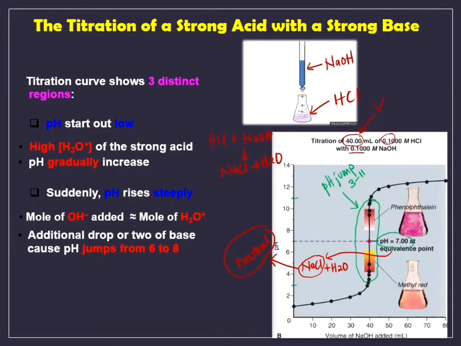Okay, and then if you still continue adding sodium hydroxide after the equivalent point, actually you already get pale pink if you use phenolphthalein. But say you still keep adding sodium hydroxide, you will get a Ribena colour later. But never mind, continue. So after the equivalent point, if you still add sodium hydroxide, you will see the pH jump from 6 to 8.